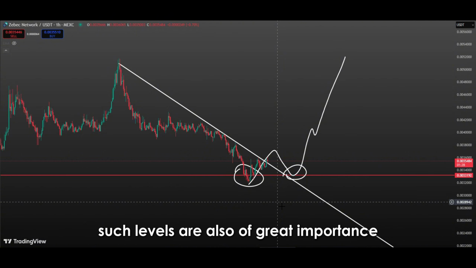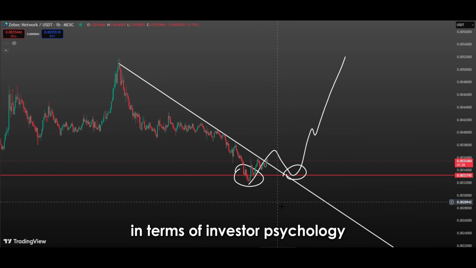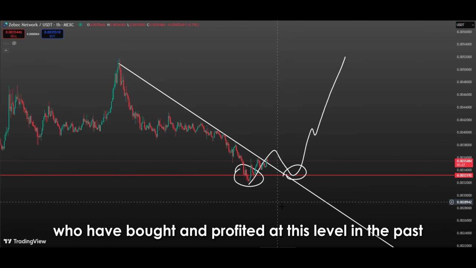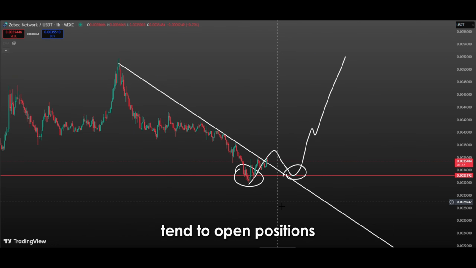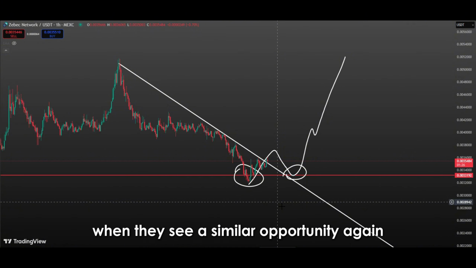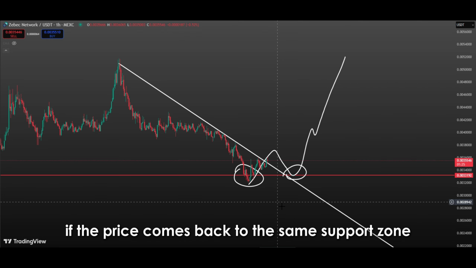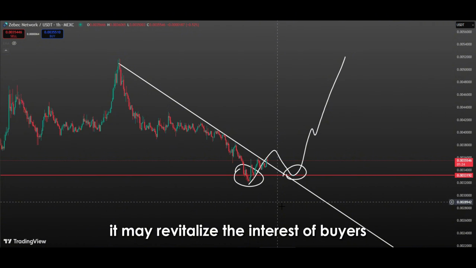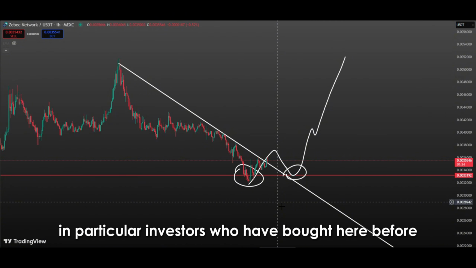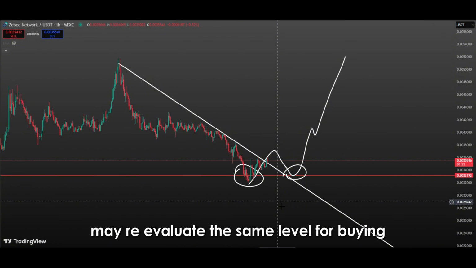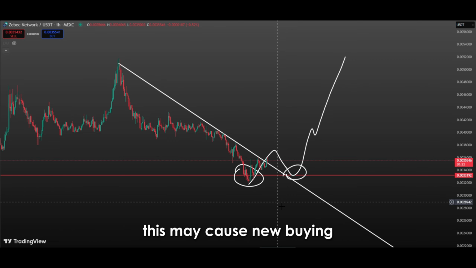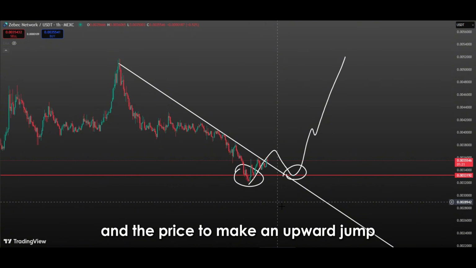Such levels are also of great importance in terms of investor psychology. Investors who have bought and profited at this level in the past tend to open positions when they see a similar opportunity again. This increases demand in that area. If the price comes back to the same support zone, it may revitalize the interest of buyers. In particular, investors who have bought here before may reevaluate the same level for buying. This may cause new buying pressure in the support zone to increase and the price to make an upward jump.